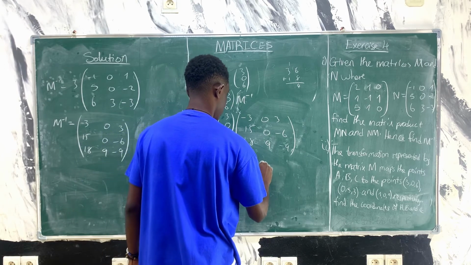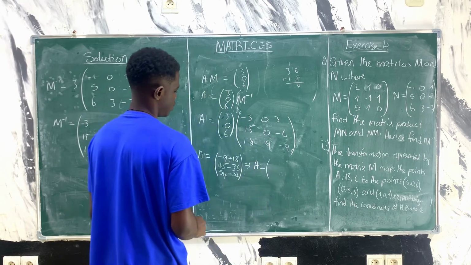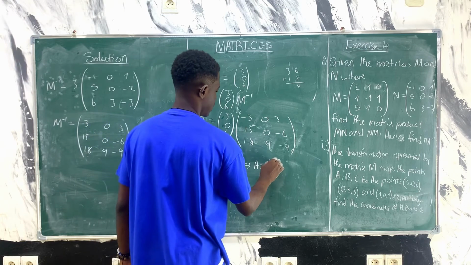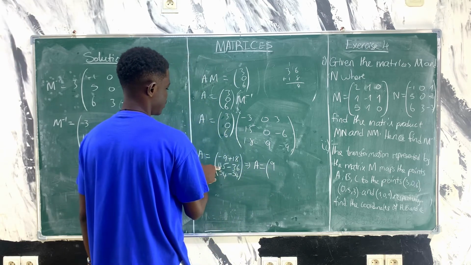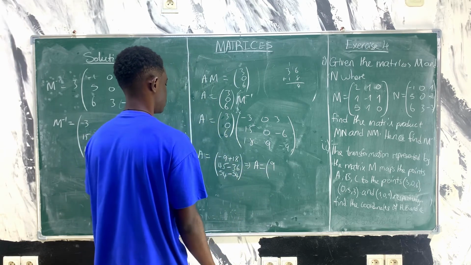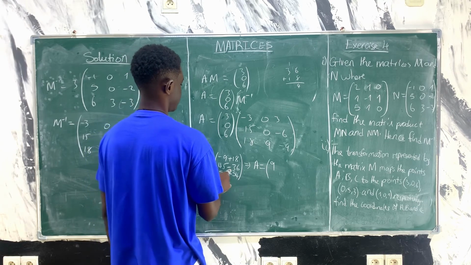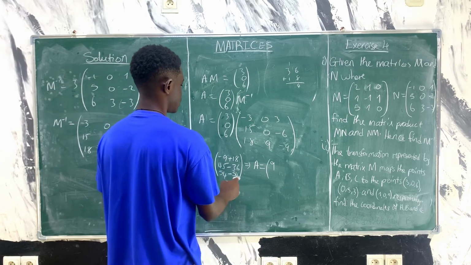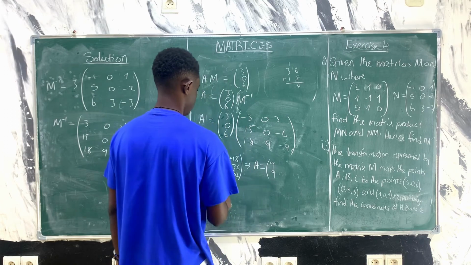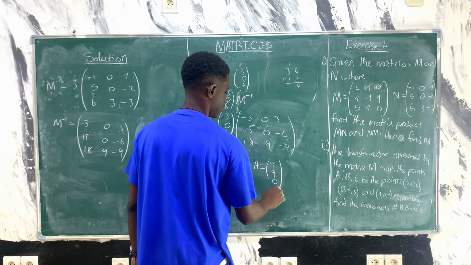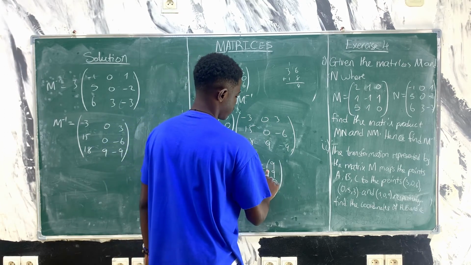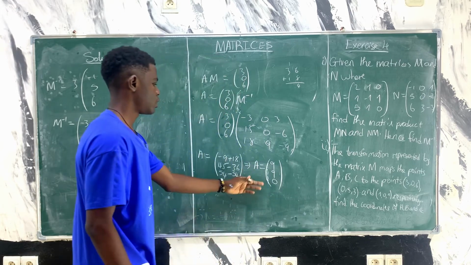Which implies A is equal to 18 minus 9 is 9, 45 minus 36 is 9, and 54 minus 54 is 0. So that's the value of A.